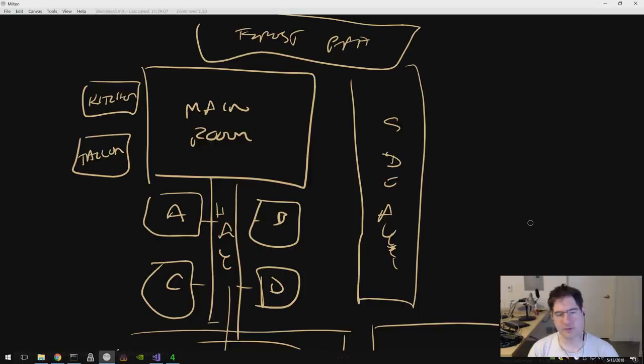Now, one thing that I suppose is a little bit tricky here is it's hard to say for a given connection, the order in which the things get added is different depending on which room you're talking about.